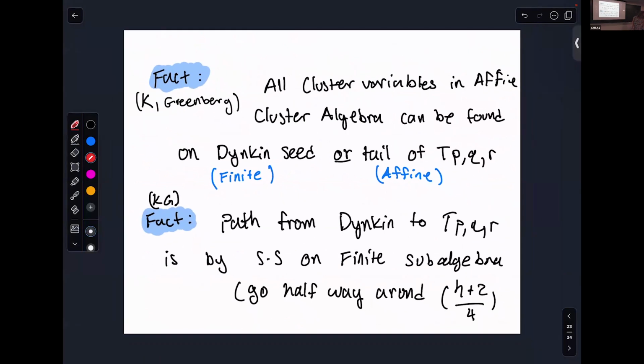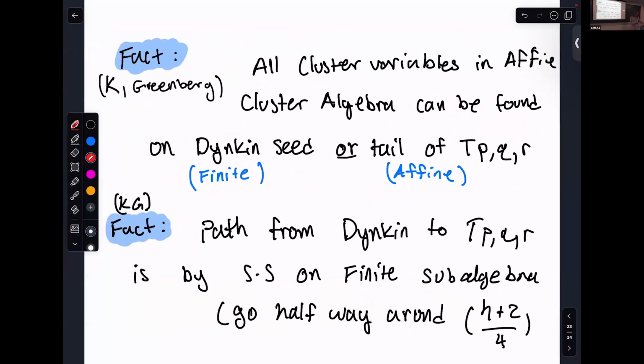I call these finite cluster variables because if I freeze them, I'm left over with a finite type cluster algebra. I call the other ones affine, because if I freeze them, I'm left over with an affine type cluster algebra of smaller rank. Okay.